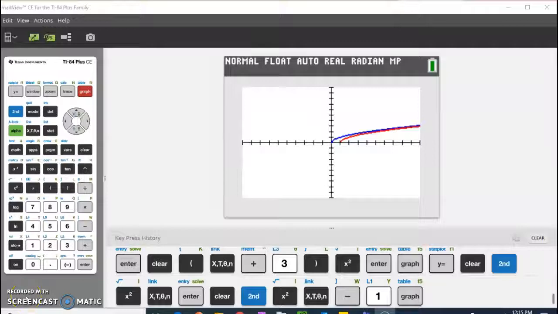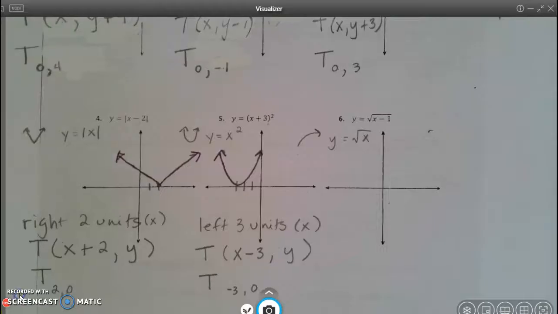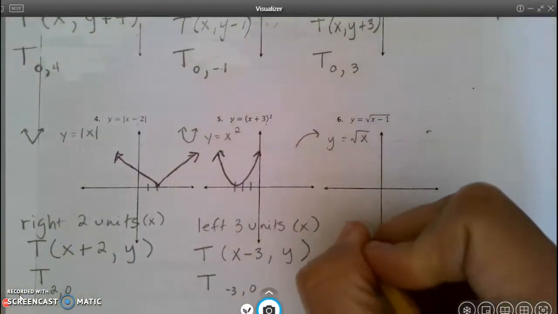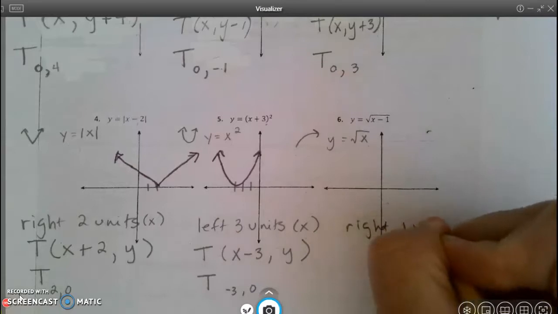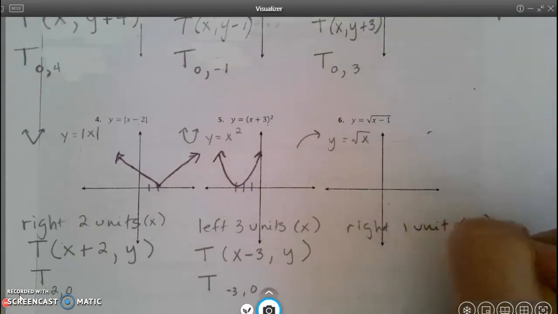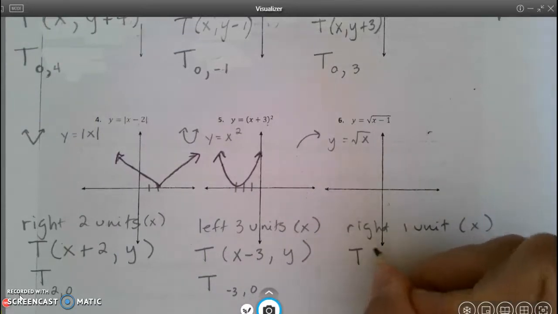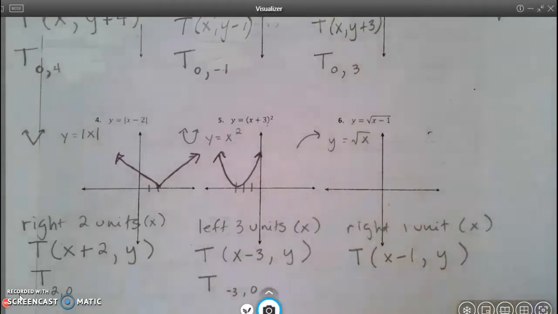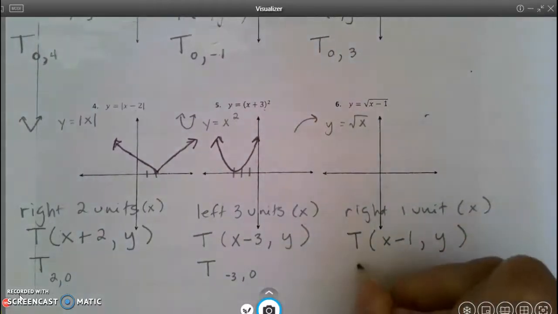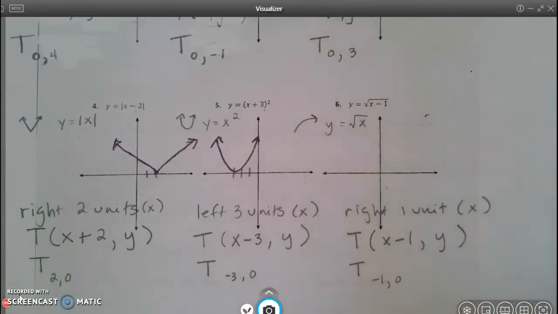All right, so as we can see from our graph, the square root of x minus 1 moved 1 unit to the right. All right, so I can say right 1 unit. That's of course on the x, which is therefore going to make my translation x minus 1, and nothing happened to the y. I could also write it using a subscript, negative 1 on the x, 0 on the y.